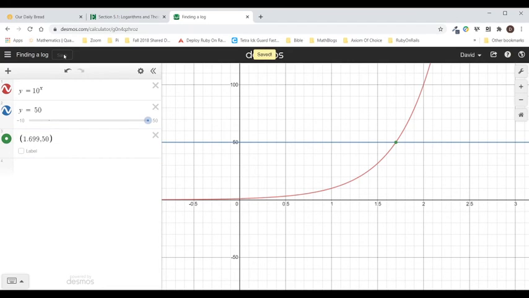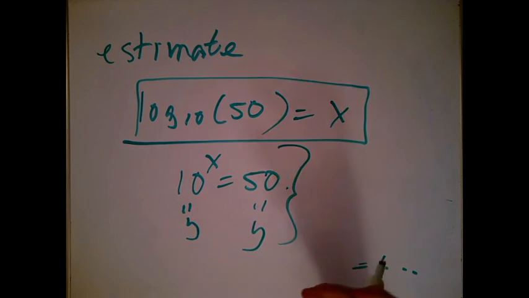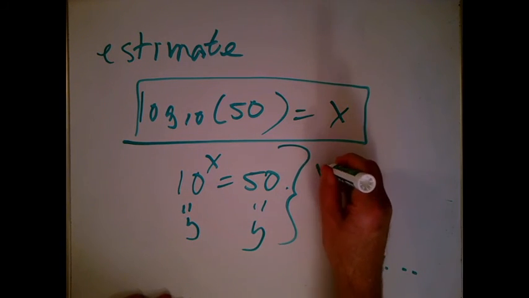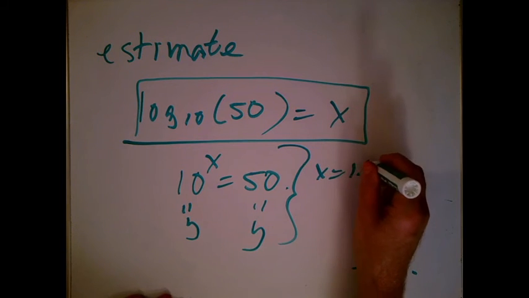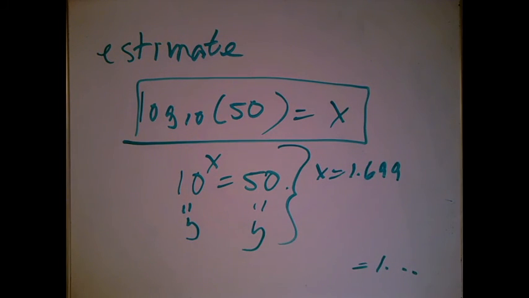But what do we know? We know that 10 to the 1.699 is basically really, really close to 50. So what I'm going to do now is I'm going to go back to my little whiteboard so I can draw a conclusion. Drawing a conclusion right over here. We saw that X equals 1.699 was a very, very good estimate.